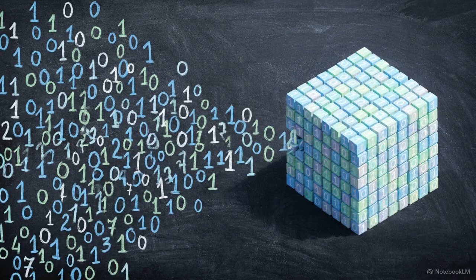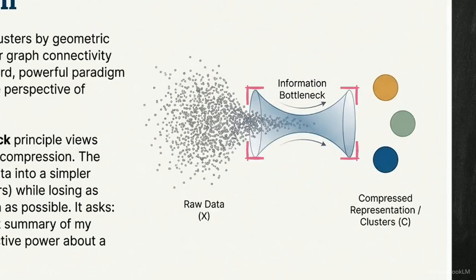Information theory offers an alternative framework, viewing clustering as a pure problem of efficient data storage rather than a map of nodes or points. This funnel graphic illustrates the information bottleneck principle. In this view, clustering is a process of compression. The goal is to squash the raw data into a simpler representation while retaining as much relevant information as possible.